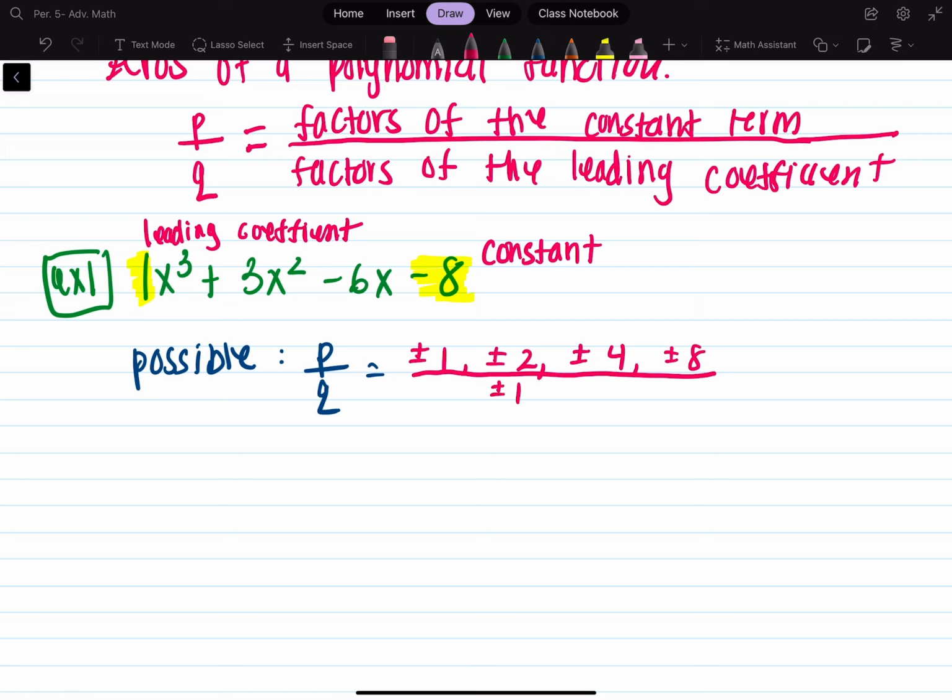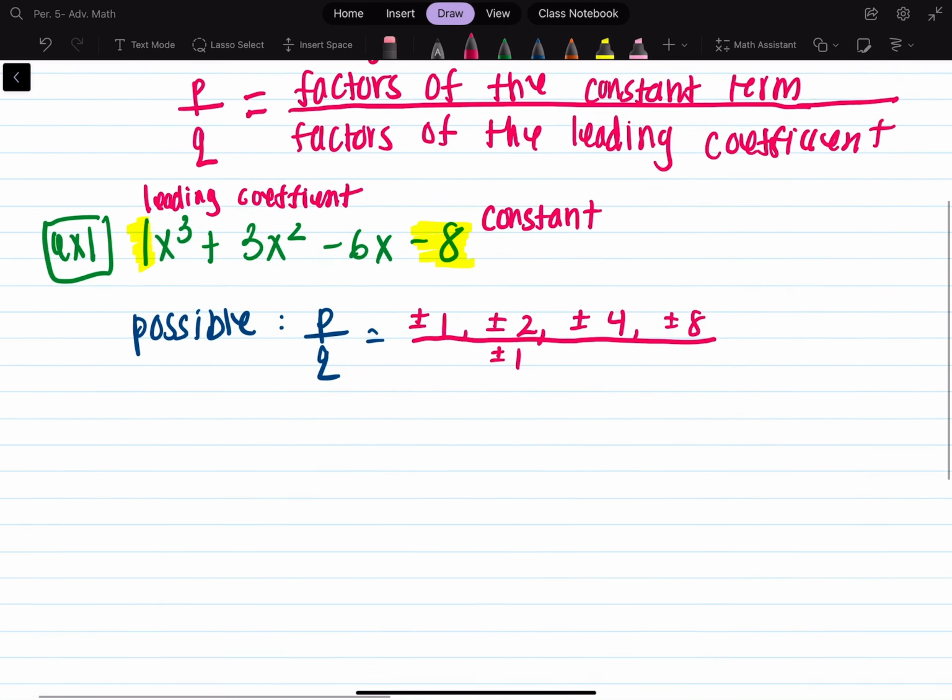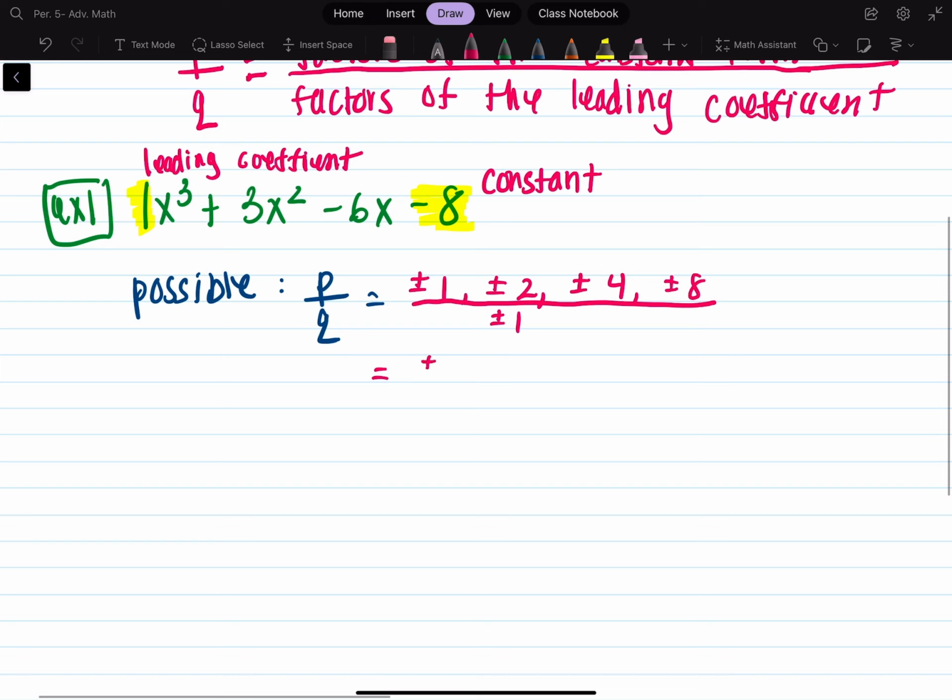Okay, so what are the factors of my constant? Well, what numbers multiply out to -8? Well, I know that positive or negative 1, positive or negative 2, positive or negative 4, and positive or negative 8 are numbers that multiply out to -8. And then what are numbers that multiply to 1? Well, positive or negative 1. So now, what are my actual possible rational zeros? Well, positive or negative 1 divided by positive or negative 1 is just positive or negative 1, and then positive or negative 2, positive or negative 4, and positive or negative 8. Okay, so those are all my possible rational zeros of this polynomial.